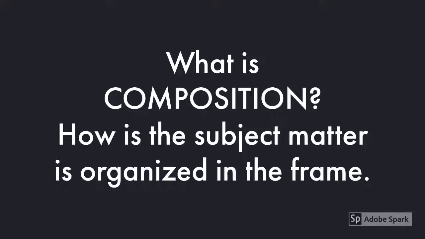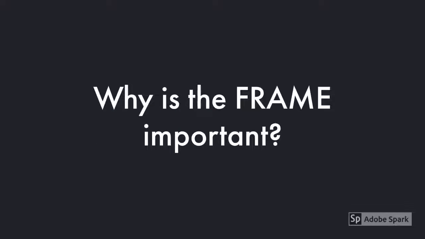Composition is the building block of the image. It is how the subject matter is organized in the frame, and you can talk about the composition using the elements and principles of design, such as line, shape, and balance. Why is the frame so important? It's what is on the edges of the photograph. What makes the edges? What does the frame include, and what does the frame exclude?